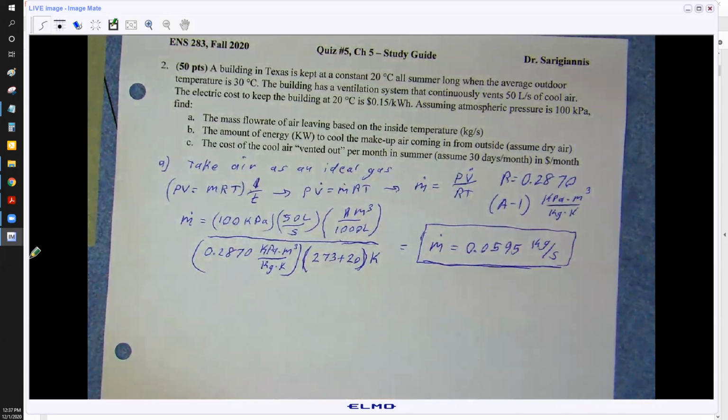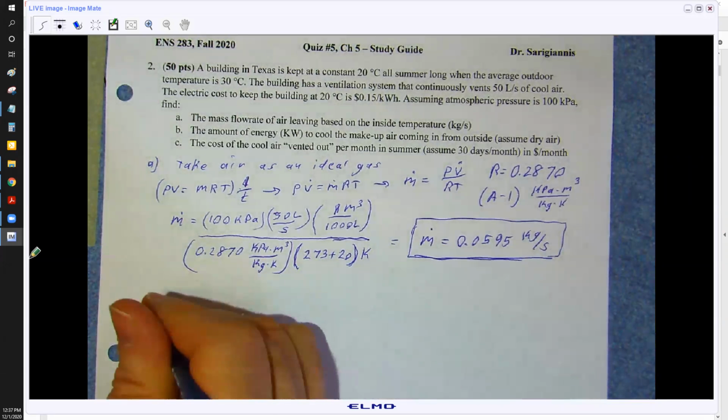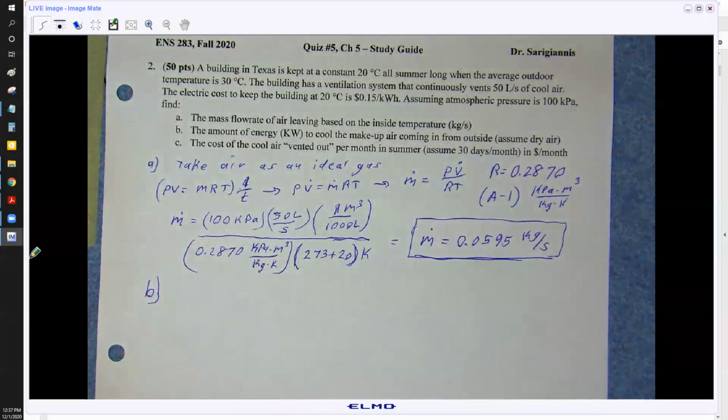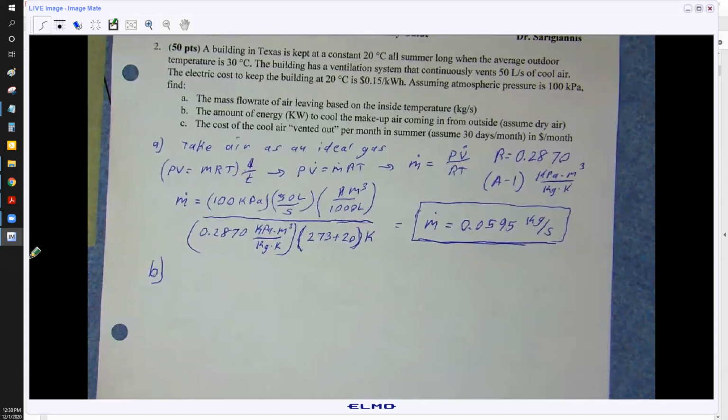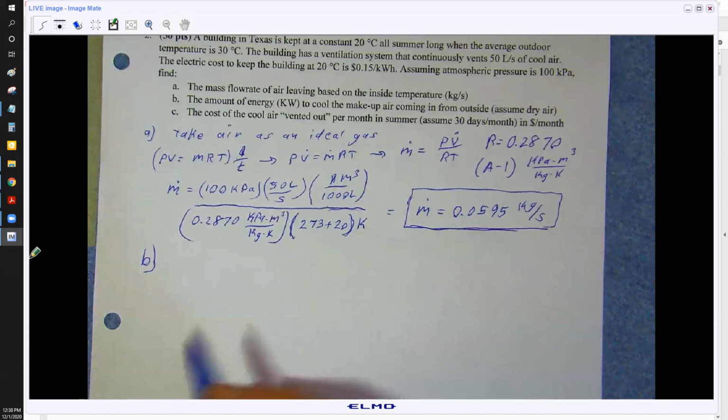All right, part B asks for the amount of energy to cool the makeup air coming in from outside. Again, assuming dry air, so we're just taking that it's pure air and there's no moisture in it. Maybe I should have changed this from Texas to, like, Nevada. I think Nevada is much drier.